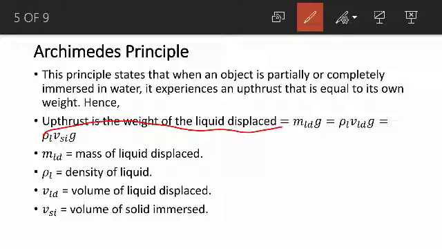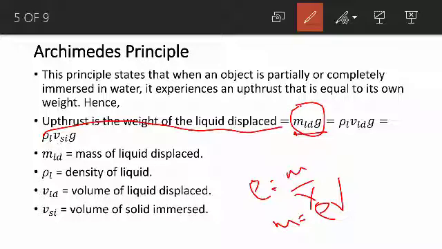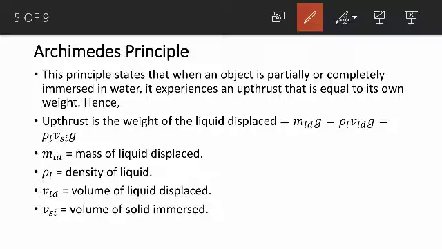The weight of the liquid displaced can be the mass of the liquid displaced times acceleration due to gravity. Remember that density is mass over volume, so mass would be density times volume. So in place of the mass of the liquid displaced, we now have the density of the liquid times the volume of the liquid displaced times acceleration due to gravity. Now you can notice that we have something here. We can also say that VLD, which is the volume of liquid displaced, is equal to the volume of the solid that is immersed.